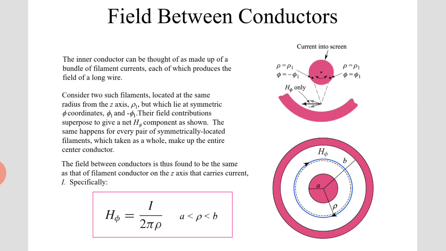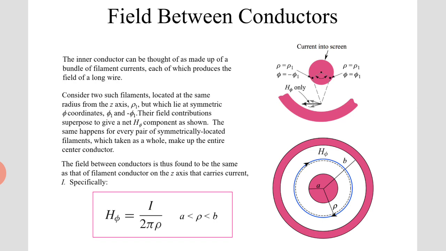So the field between the conductors is thus found to be the same as that of a filament conductor on the z axis that carries the current I. You can see in the figure: rho equal to rho 1 and phi equal to minus phi 1, rho equal to rho 1 and phi equal to phi 1, and the direction of H is only H phi. You can also see one more figure below where H phi is in between the conductors.